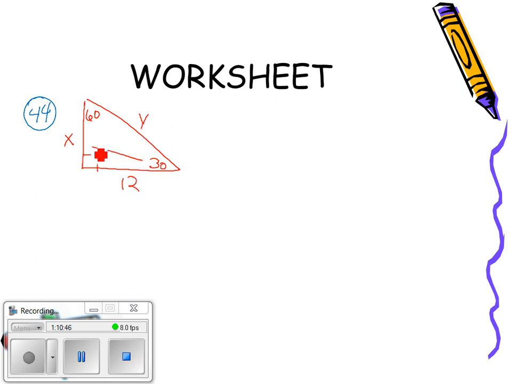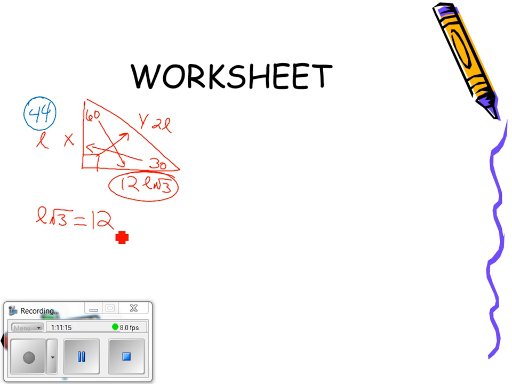Again, we label it: side across from the 30-degree angle is always L. Side across from the right angle is 2L. Side across from the 60-degree angle is L radical 3. Well, this time this is the one we know. So it makes it a little tougher. And what you have to do is you have to set up that equation there. L radical 3 equals 12. Some of you may have calculators.